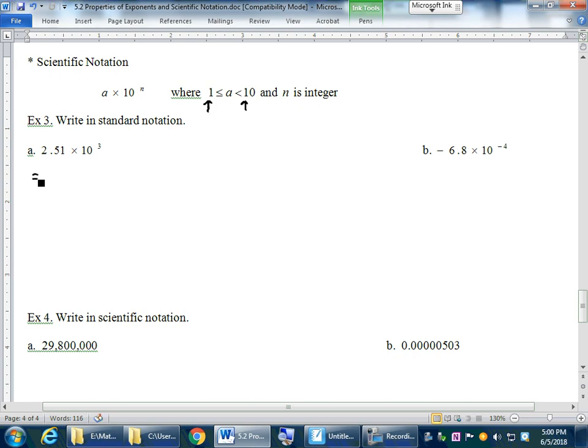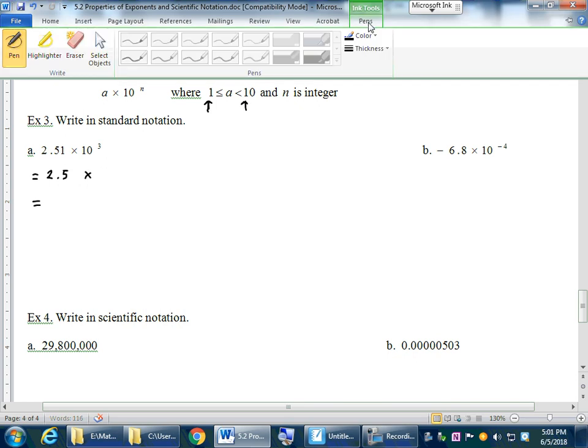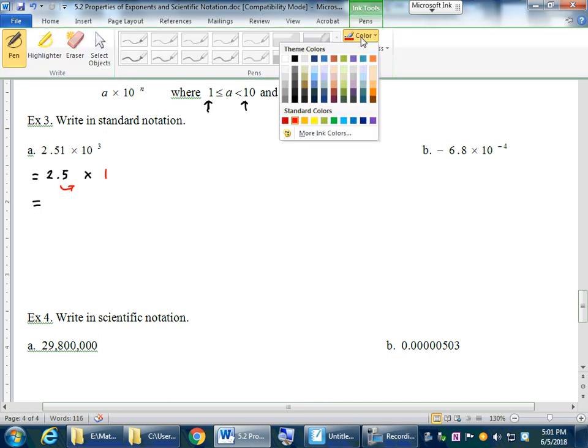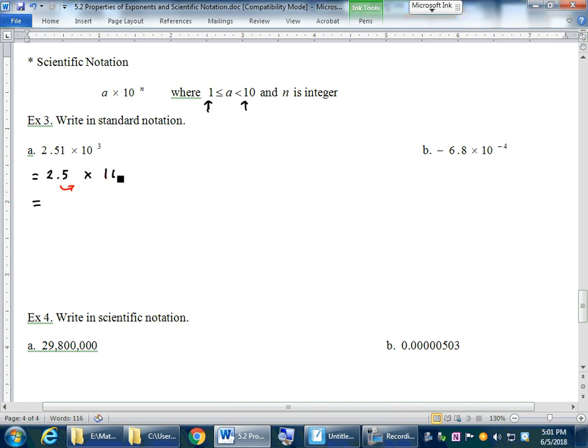So this is basically talking about 2.51 times 10 to the third power, that is just 1,000. So when we multiply by 10, 100, or 1,000, the decimal point moves to the right. Right? The decimal point moves to the right. 1,000, so move to the right 3 times, so it'll become 2,510. Move to the right 3 times.